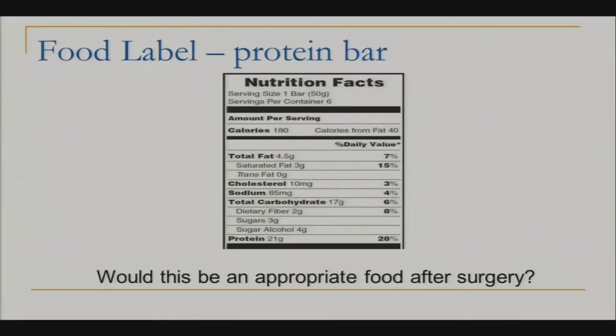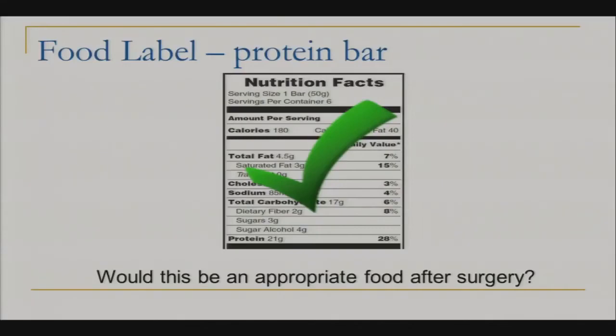Now let's look at a protein bar. The serving size is 1 bar. There's 6 bars in the container, but you're just going to have 1 bar. Would this be an appropriate food after surgery? The answer is yes. There's 21 grams of protein and 180 calories. So that definitely meets that criteria for 7 to 100. And there's only 3 grams of sugar.